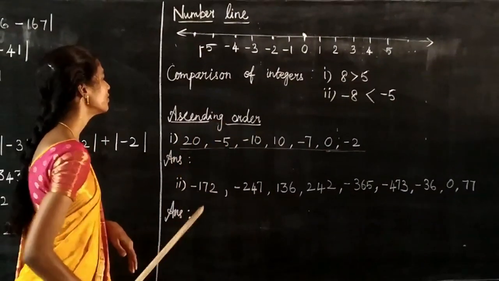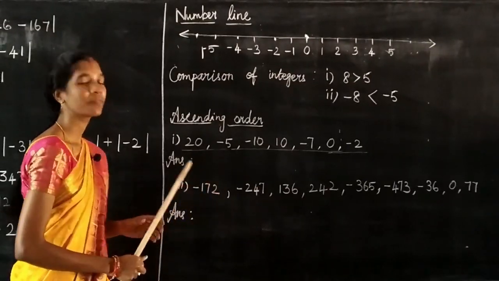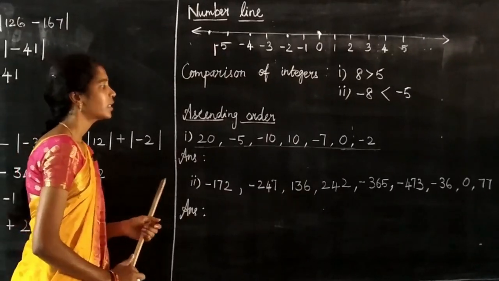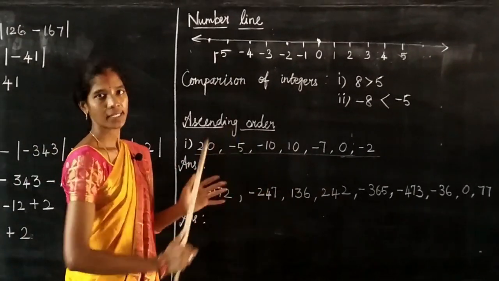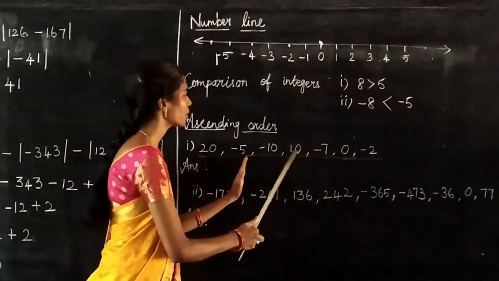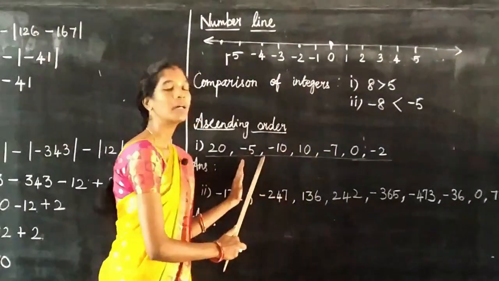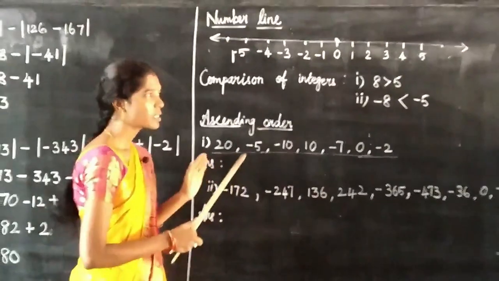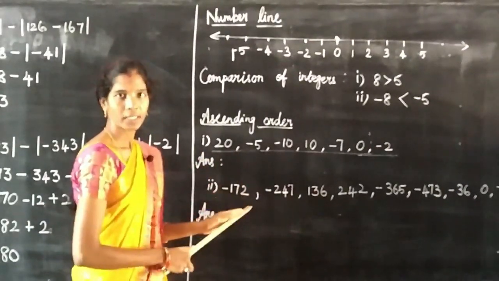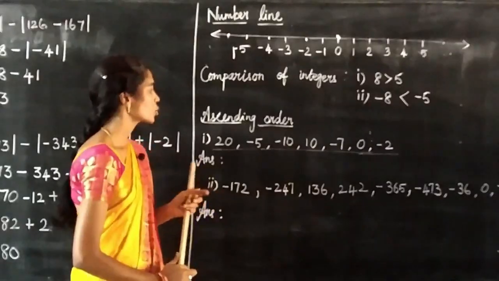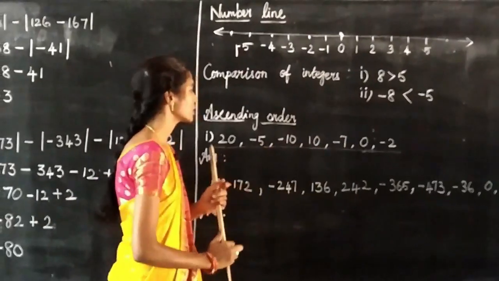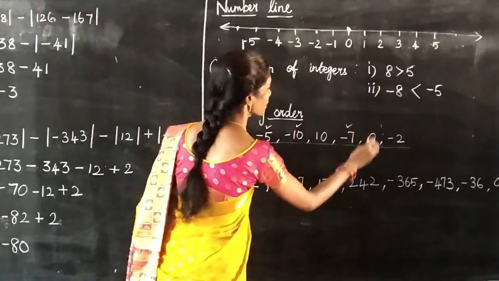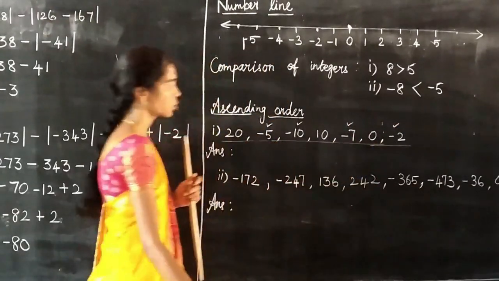Next, ascending order. We are going to see how to arrange the given numbers in ascending order. Ascending order means from the smallest number to the greatest number. For the smallest number, first we look at the negative integers, because negative integers are smaller than the positive integers. So we start with the negative integers. What are the negative integers here? Minus 5, minus 10, minus 7 and minus 2.